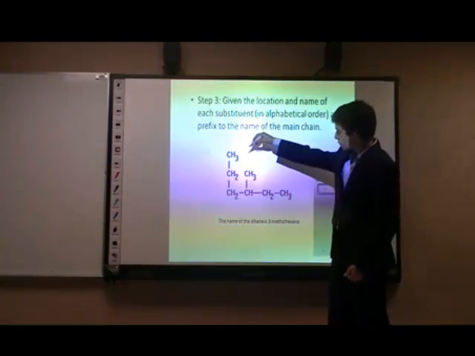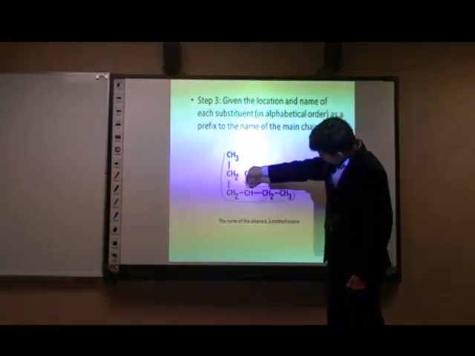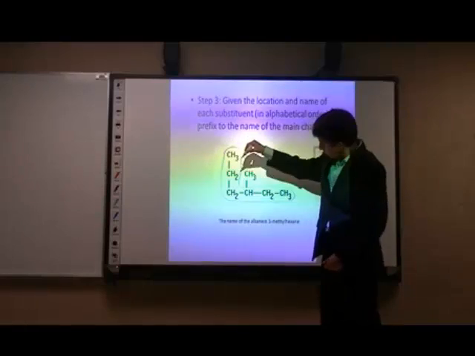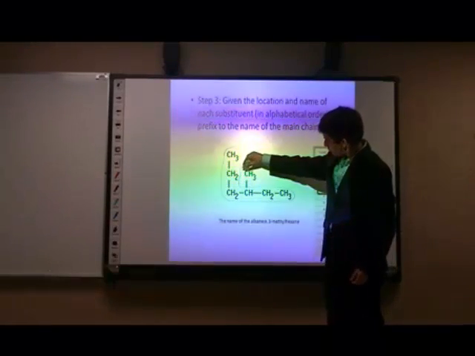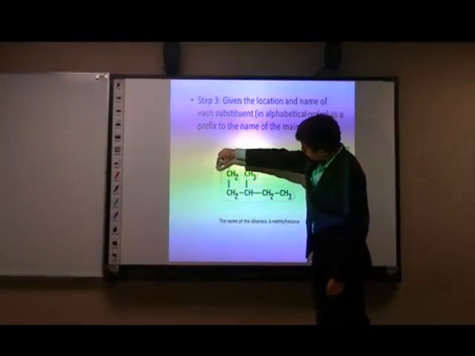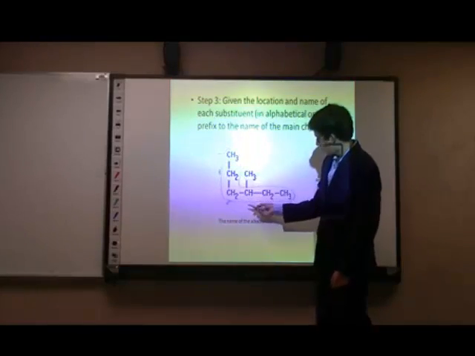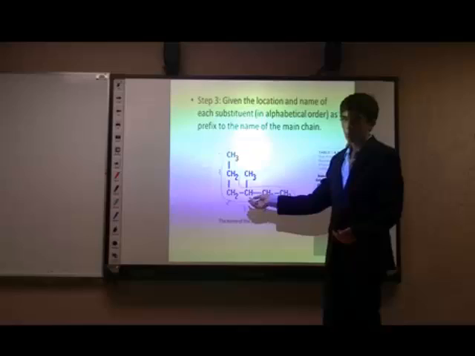Here, we are going to find the longest carbon chain. It will be this one. It has 6 carbons, and then we will number this carbon chain according to this carbon. If we do it this way, it will be 1, 2, 3, 4, 5, and 6. It will be position number 4.